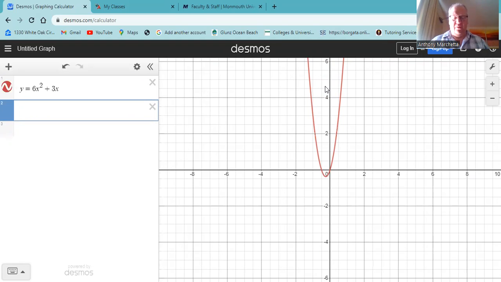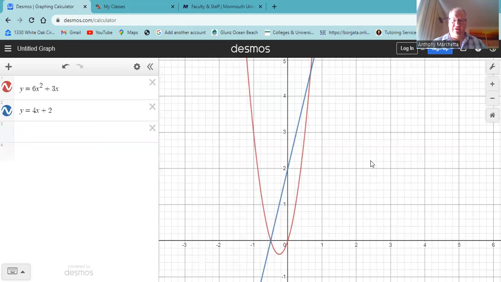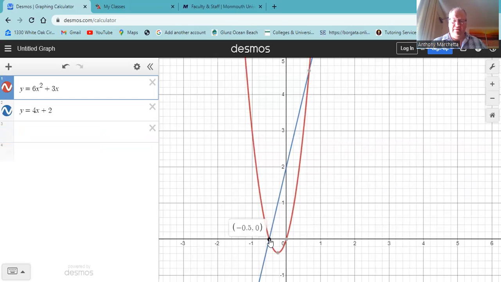All right, let's take y equals, and now let's look at the other one. The other equation that we did was 4x plus 2. That's the right side. Now, where do they cross? Well, guess what? They cross in 2 different places. Take a look at where they cross. They cross here at negative 0.5, comma 0. And they also cross here at 0.667.